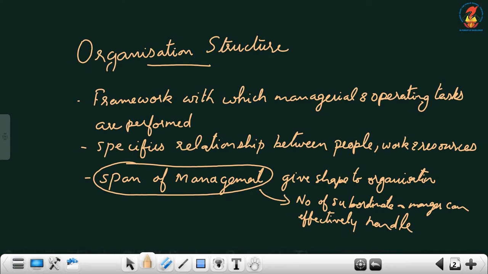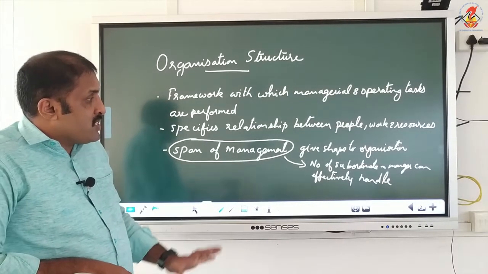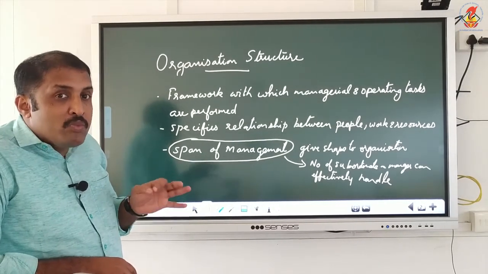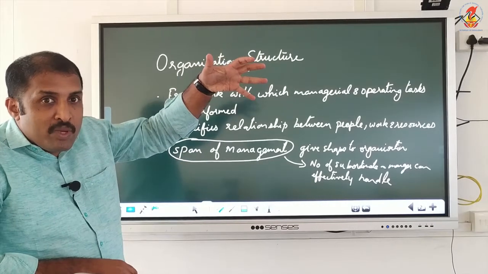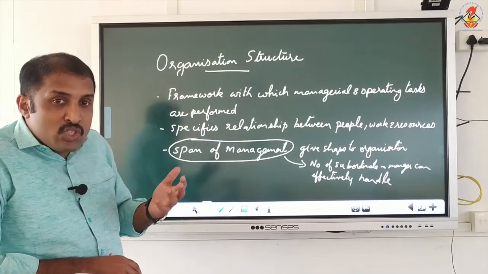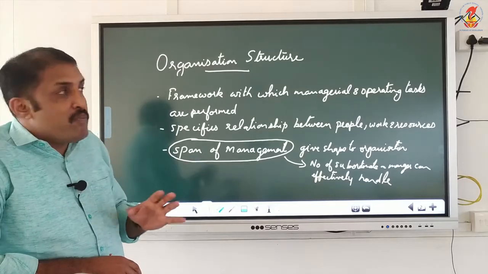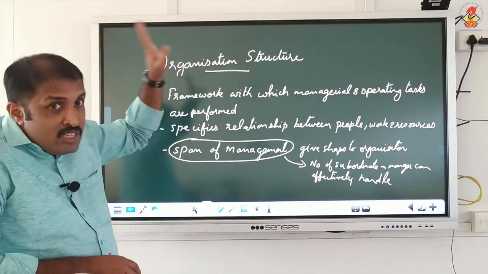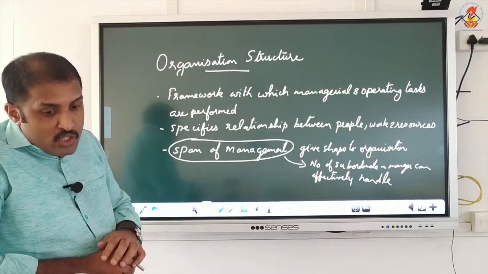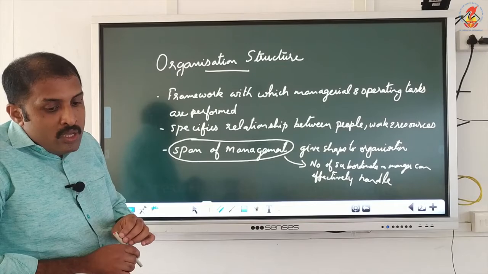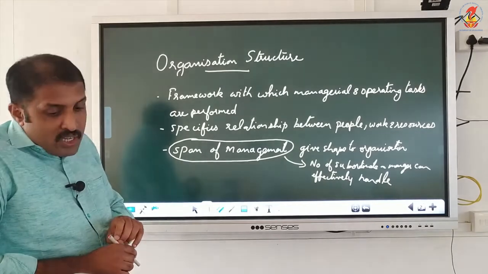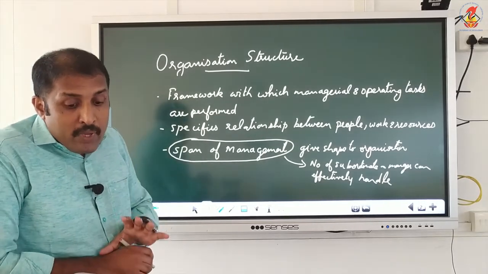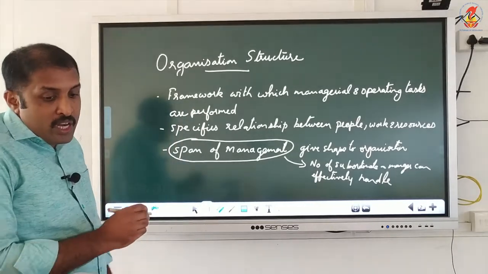So, span of management is the number of subordinates a manager can effectively handle. Up to a level, span of management decides how the organizational structure will be. It gives shape to the framework, to the organizational structure. So, span of management has to be considered. It is becoming important because it is helping in smooth flow of communication and better control.